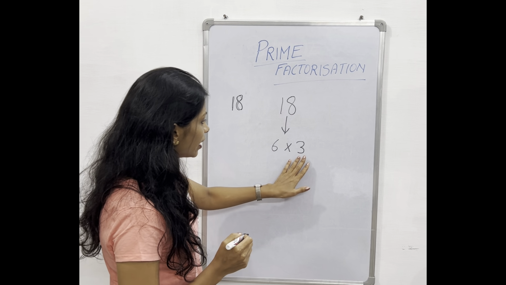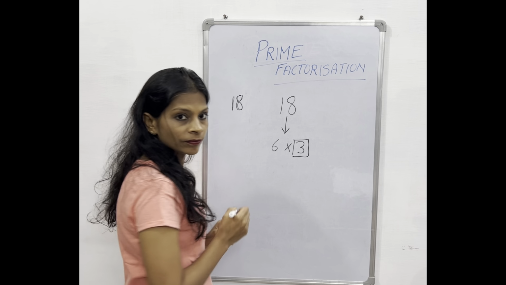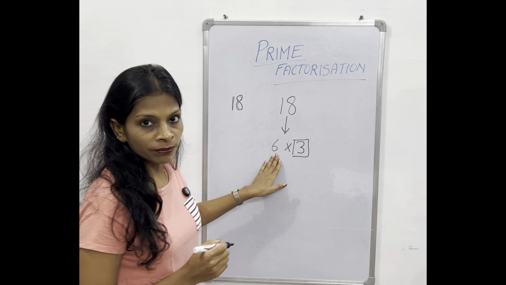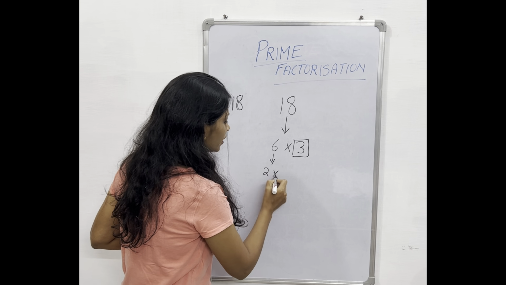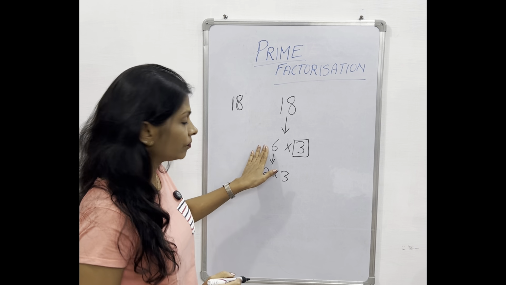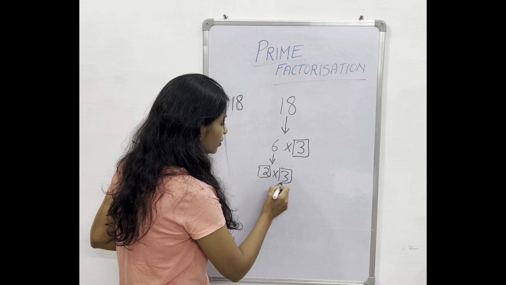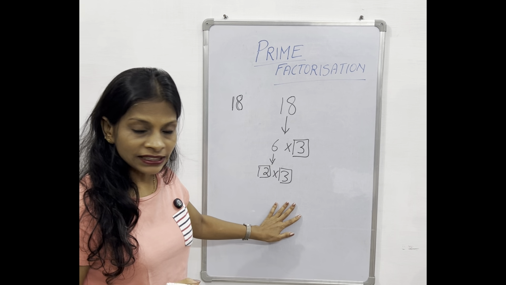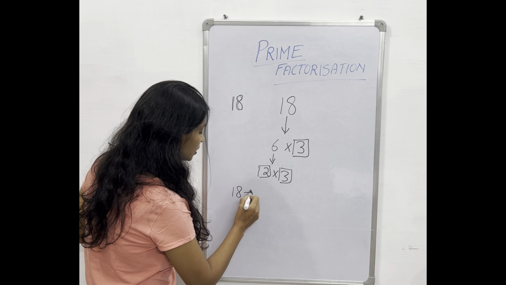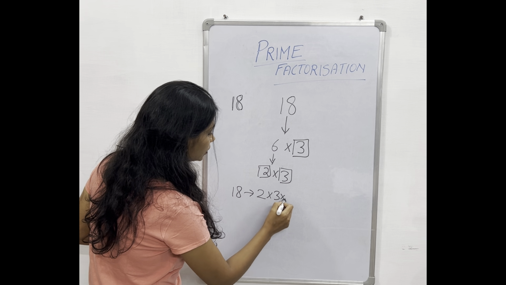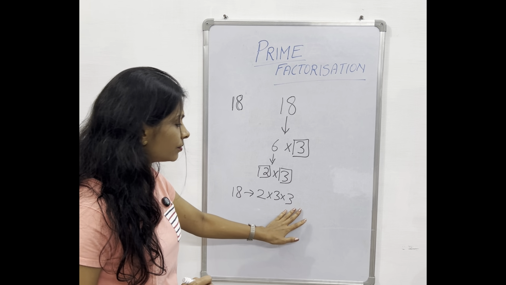Now after breaking down, whenever you get a prime number, put a box around it. Now 6 is not a prime number. We know 6 is a composite number because 6 is made by multiplying 2 and 3. Now 2 and 3 are prime numbers, so I will put a box around 2 and 3. After breaking down the complete number and coming down to the prime numbers, all the numbers that are boxed are the prime factors of 18, and the prime factorization of 18 here is 2 times 3 times 3.